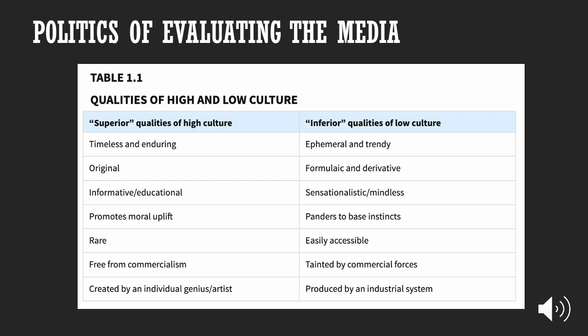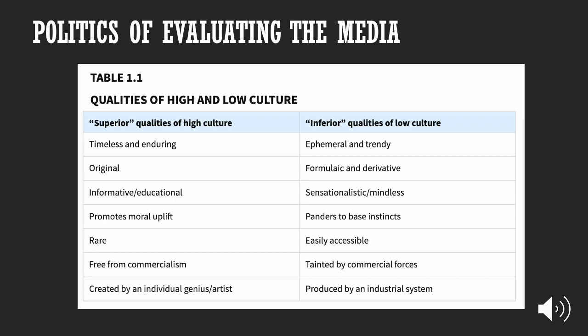Those moral judgments are often aligned in relationship to definitions of high or low culture and superior qualities of high culture, in other words, perceived to be more moral. These are also usually things that are available to wealthier people who are more educated versus inferior qualities of culture, which are framed to be things that are somehow lower class, lower income, right? Tainted by commercial forces, not somehow like magically free of capitalism that we all live under, right? So these are important terms that are going to come up for us.